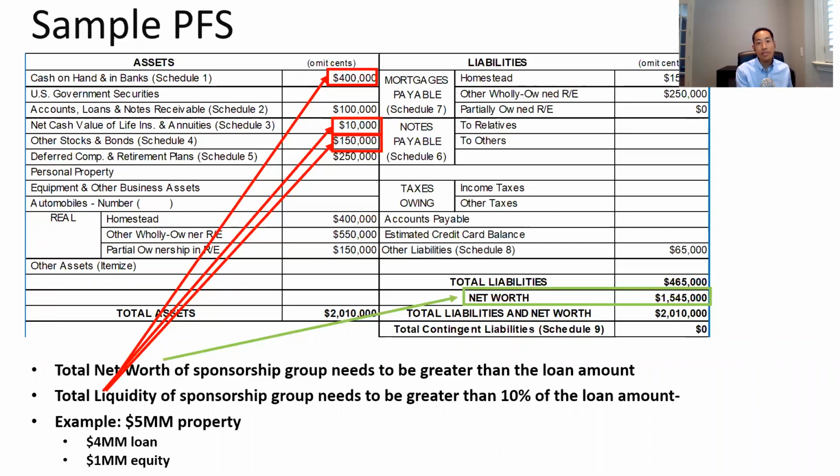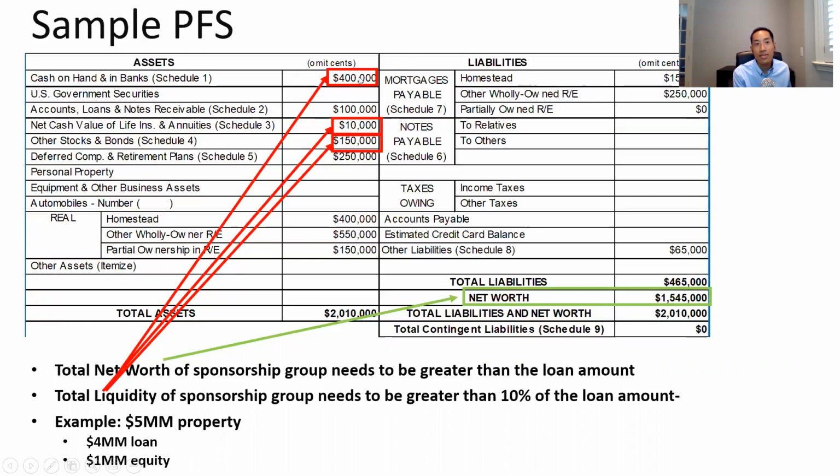And then the liquidity piece, right? So on a $4 million loan, you need 400,000 in liquidity. So if they're not going to put down a big down payment, then they have enough liquidity to qualify for this loan. But most people are going to need the net worth and liquidity, as most banks, most lenders are going to need you to have the net worth and liquidity covered.